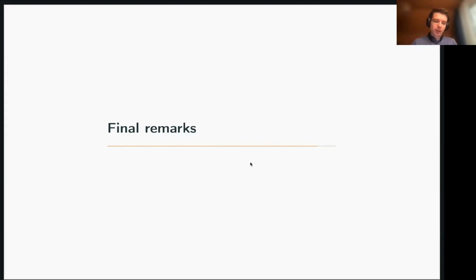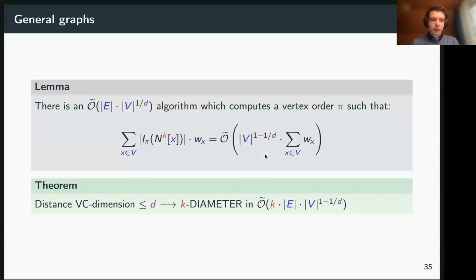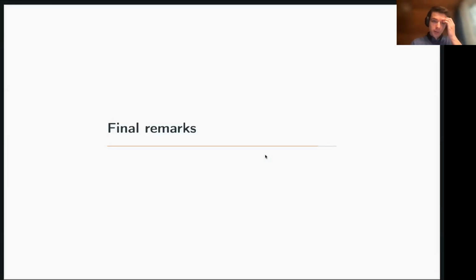That's it. So if we build this data structure and combine it with the previous algorithm, we have a quadratic algorithm for unit squares, and also for convex polygons if we generalize it. And now some final remarks.